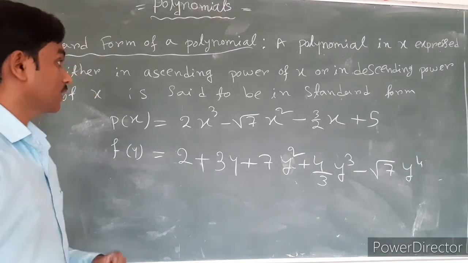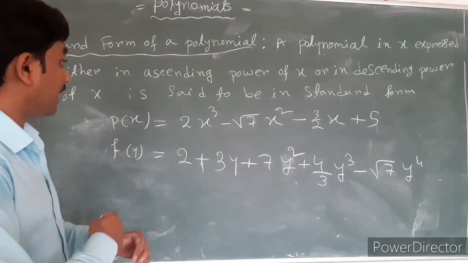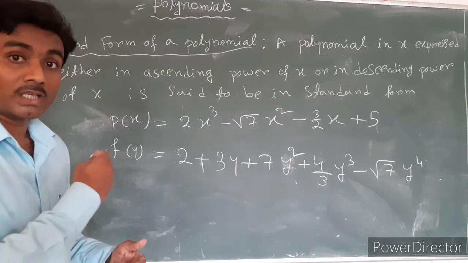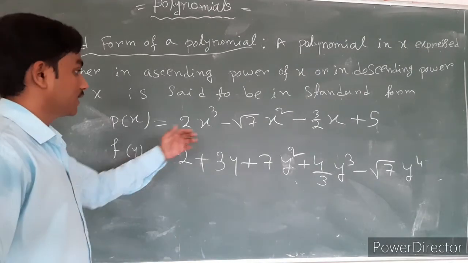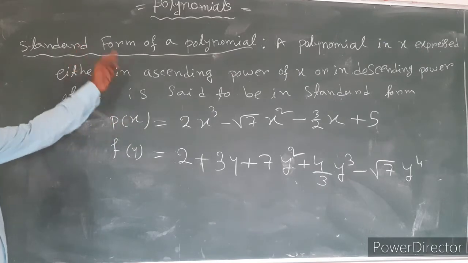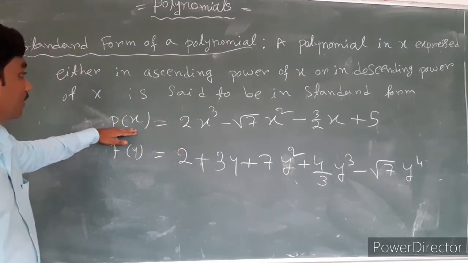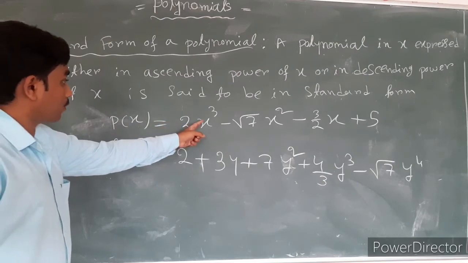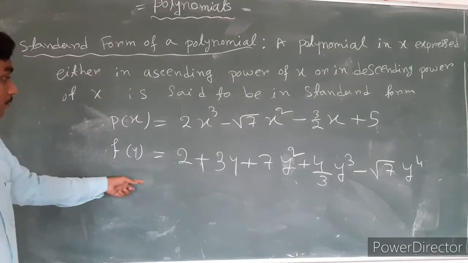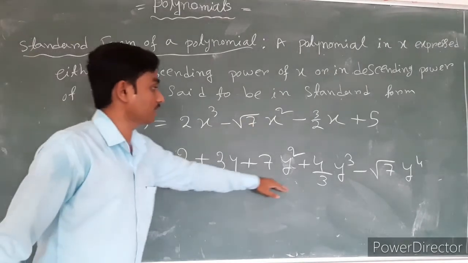So when we write the standard form of a polynomial, we can arrange the various powers of x in ascending order or descending order. In this first polynomial, the powers of x are in descending order, but in the second polynomial, the powers of y are in ascending order.